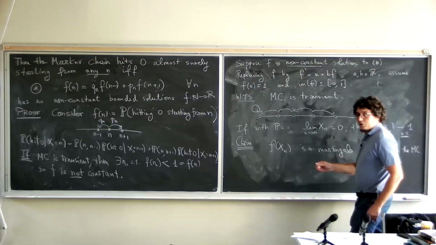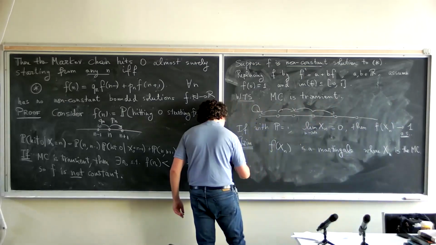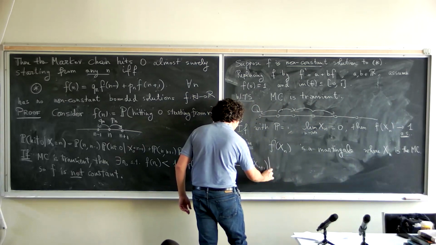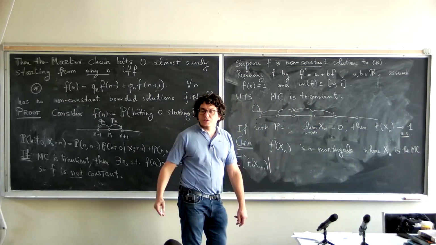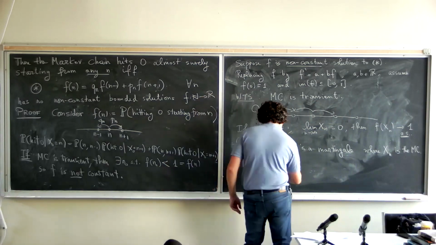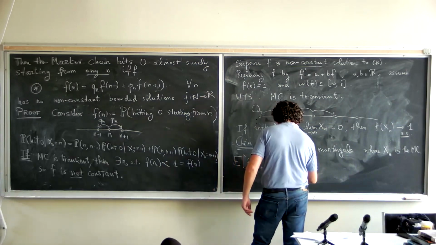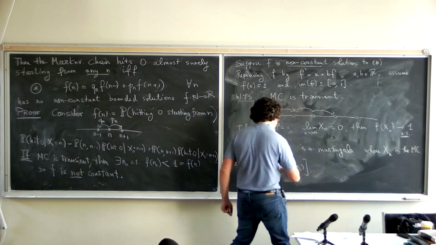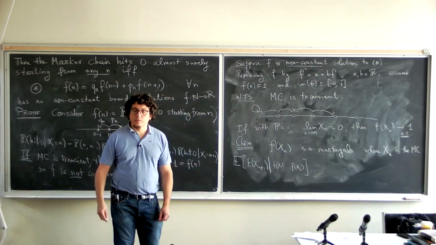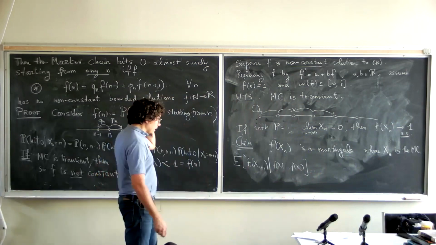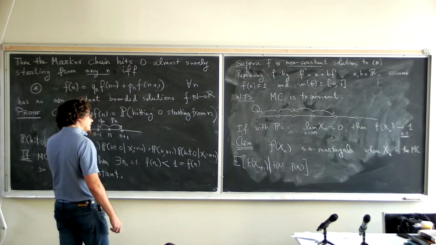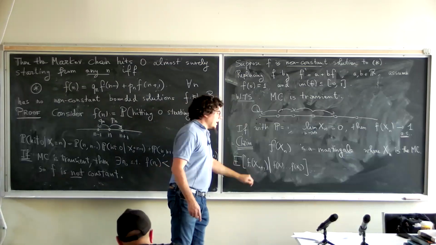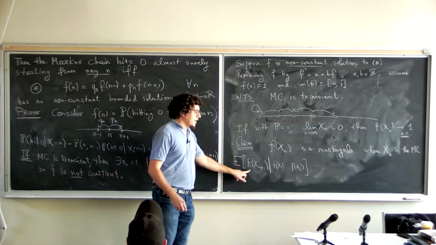So why is that? Well, we have to do the expected value of f of xn plus 1 given the previous history, given f of x1, ..., f of xn. And so now why is this a martingale? Well, we want to show that the expected value of f of xn plus 1 is the same as f of xn.